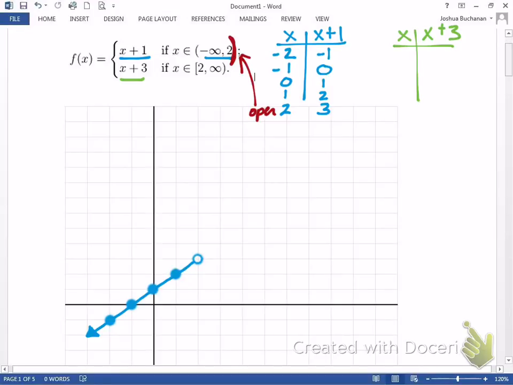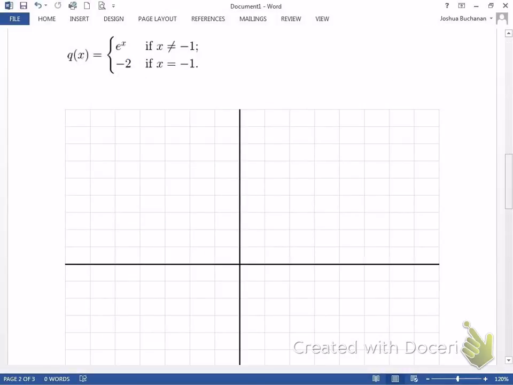The second piece, we take values from 2 to positive infinity, and we're going to include 2. So 2, 3, 4, 5 will give us a good direction for this line. 2 plus 3 is 5, 3 plus 3 is 6, 7, and then 8. So we'll plot those points and then connect our lines, and we'll have our piecewise function graphed. 2, 5, 6, 7, 8, connect them, do the arrow, and there is our piecewise function for this first graph.